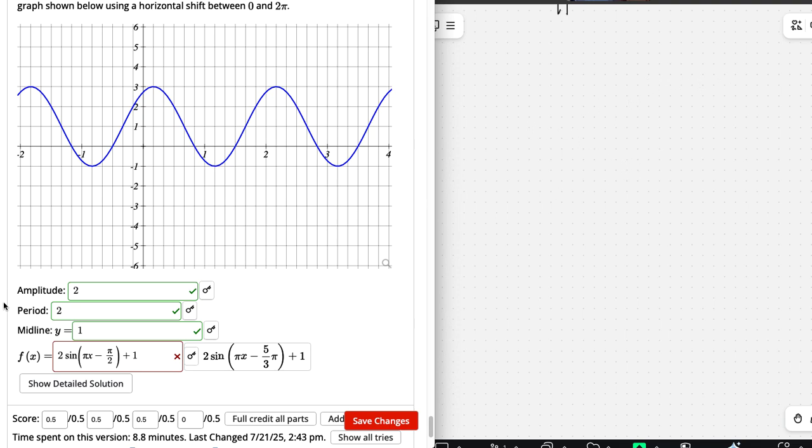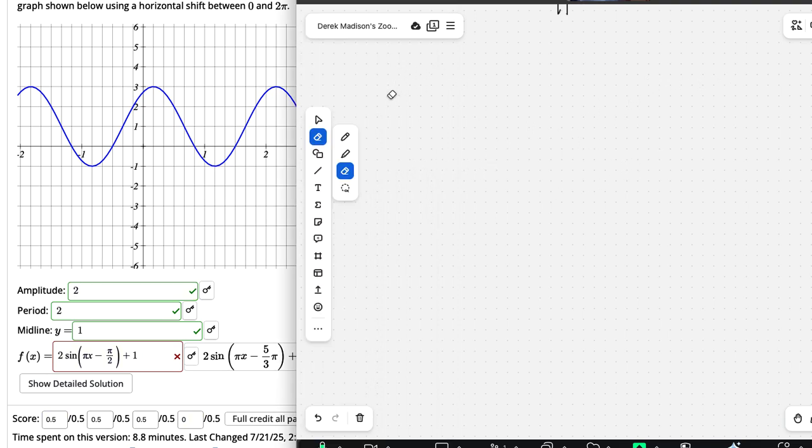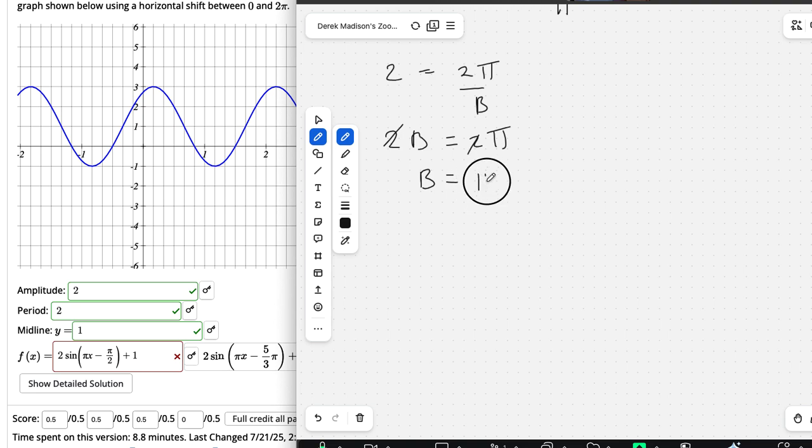So it looks like you were okay right up until the C, so I'm just going to catch up with you there. We know that the period is 2, which you found just fine, and so period equals 2 pi over b. So multiplying both sides by b, I would have 2b equals 2 pi, cancel the 2's, and then that gives me b is pi.